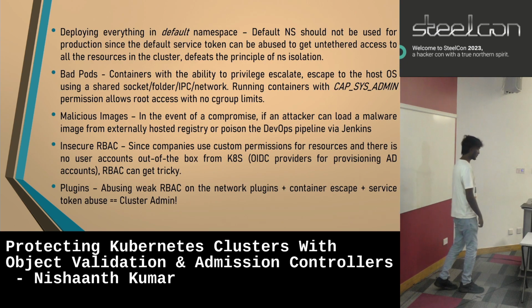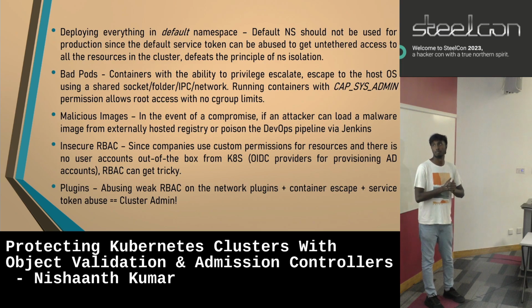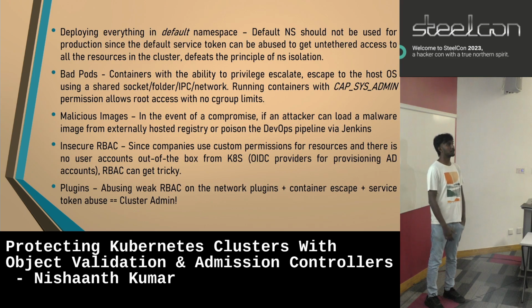So that's bad pods. And malicious images. Say for example, in a production environment, people use Jenkins to deploy software, right? Most of them use Jenkins. Say the Jenkins gets compromised, what would happen? Would it be possible to load a random image, or say you host a C2 on a different platform and try to pull it into the cluster? And also by malicious images, I mean an image which is outdated or which has a critical vulnerability and so on. So that's malicious images.